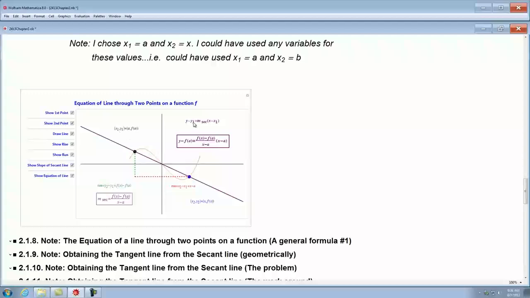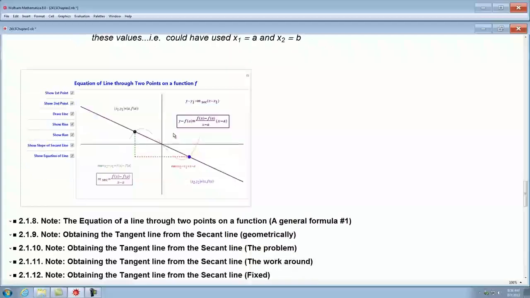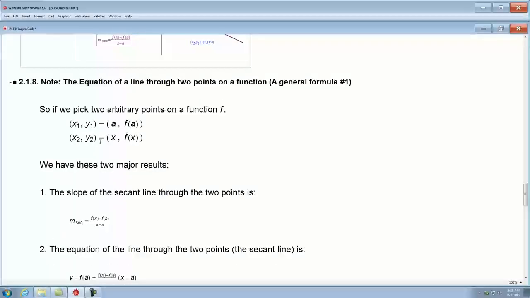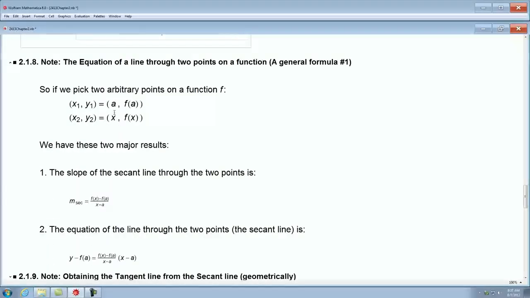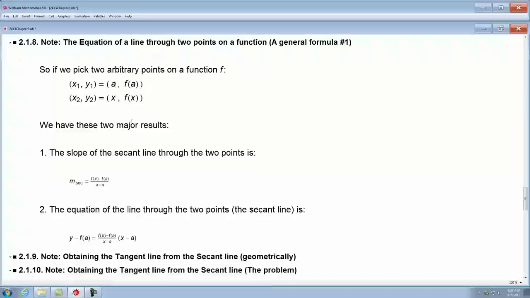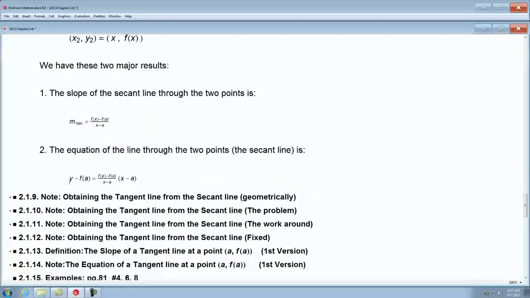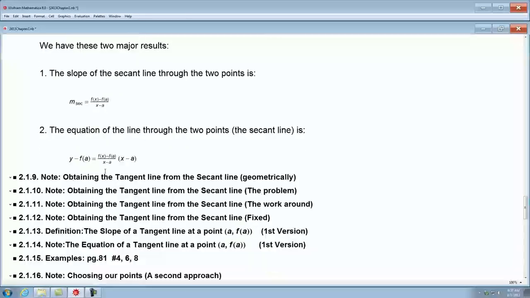And then my y1 is actually, where is it? Y1 is here, that's f of a, so I replace that with f of a. This is the general equation that we're going to have for the secant line through 2 points on our curve. I believe that's what I say next. Yep. So if we pick two arbitrary points on a function, a, f of a, x, f of x, we have these two major results. First of all, the slope of the secant line through those 2 points is this, and then the equation of the line through those 2 points is this. So this just gives you the slope, this gives you the entire line.